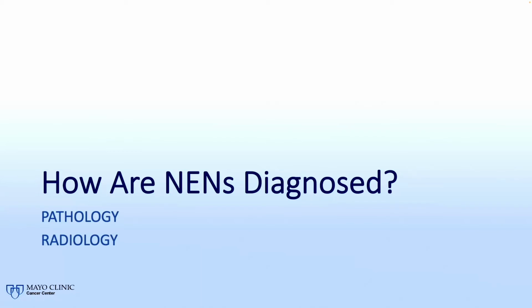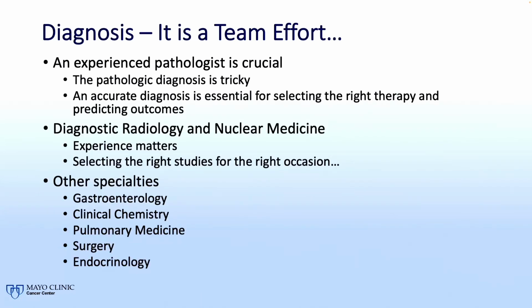So how do we diagnose this? Moving on here, it's a team effort. That's really the most important thing. You need an experienced pathologist. You need really good radiology, but you need a lot of other people: surgery, gastroenterology, lung specialists, endocrinology, dietitians. I think I need to get another slide because the team is always getting bigger.